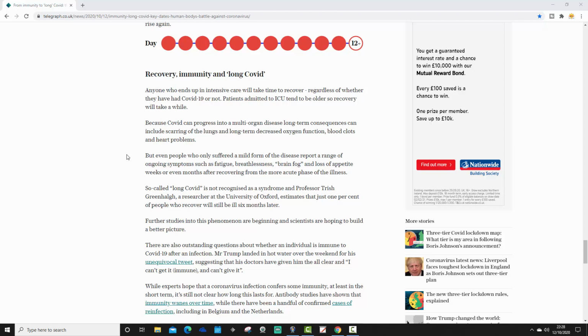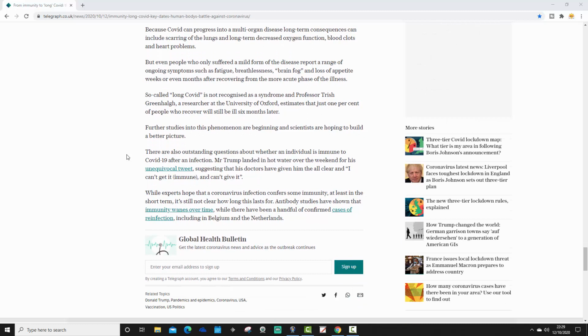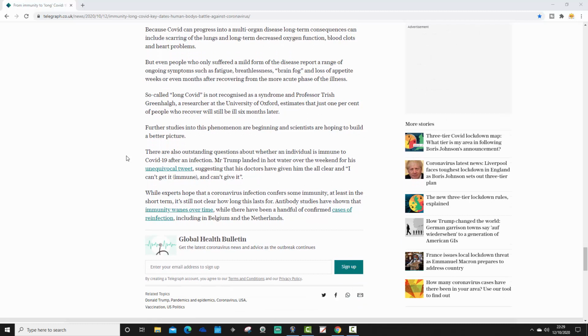Because COVID can progress into multi-organ failure and multi-organ disease, long-term consequences can include scarring of the lungs and long-term decreased oxygen function, blood clots and heart problems. But even people who have only suffered a mild form of disease report a range of ongoing symptoms such as fatigue, breathlessness, brain fog, the loss of appetite weeks or even months after recovery from the more acute phase of the illness. The so-called long COVID is not recognized as a syndrome at the moment, but I think it will be for too much longer.